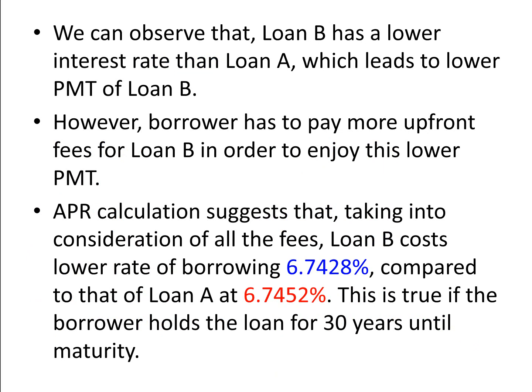We can observe that loan B has a lower interest rate than loan A, which leads to a lower monthly payment for loan B. However, the borrower has to pay more upfront fees for loan B, 4%, in order to enjoy this lower monthly payment. The annual percentage rate calculation suggests that, taking into consideration all the fees, loan B has a lower cost of borrowing, 6.7428%, compared to that of loan A at 6.7452%. This is true if the borrower holds the loan for 30 years until maturity.